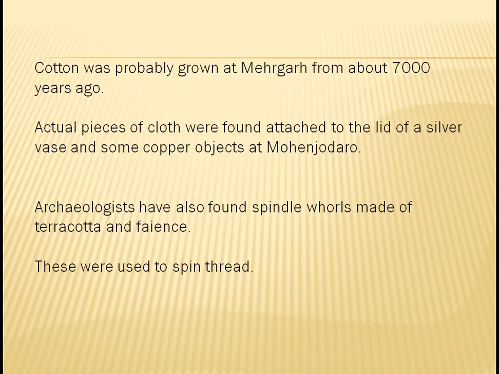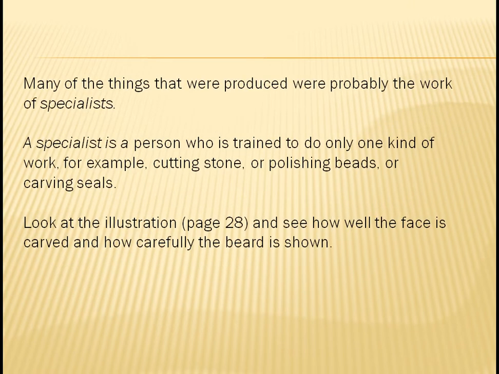Cotton was probably grown at Mehrgarh from about 7,000 years ago. Actual pieces of cloth were found attached to the lid of a silver vase and some copper objects at Mohenjo-daro. So that was the finding of the archaeologists. These people were using clothes. Archaeologists have also found spindles made up of terracotta and faience. So these were used to spin thread.